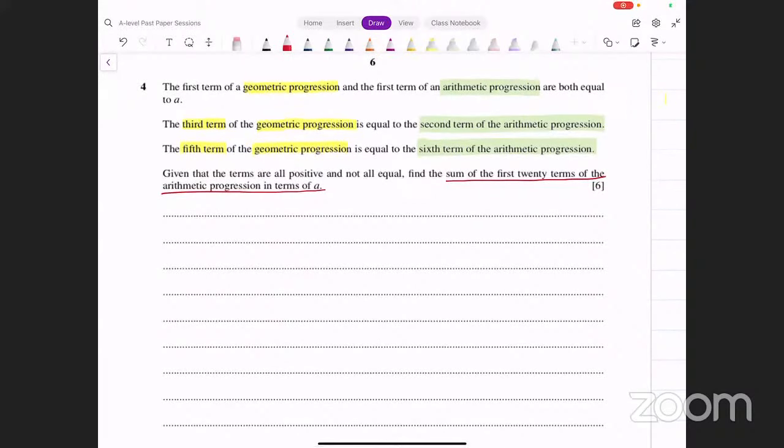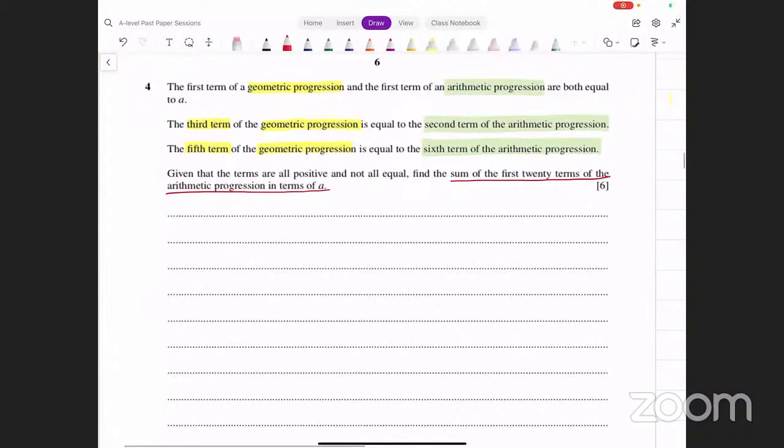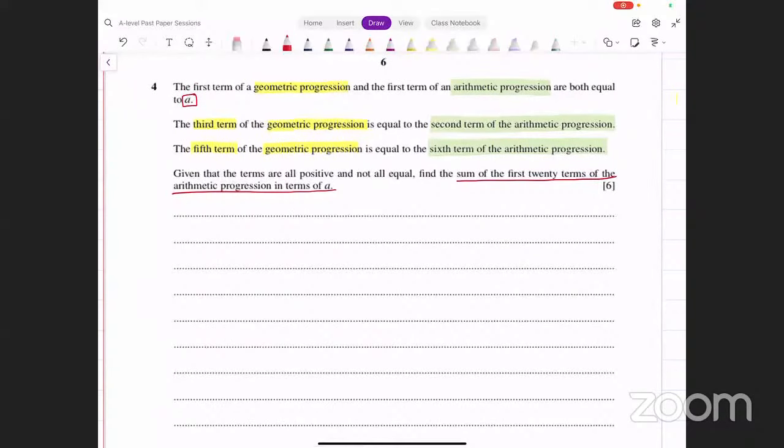Now let's use the information that is given. हमें क्या क्या उसने बताया हुआ है? First term तो दोनों की हमारे पास क्या है? दोनों की first term हमारे पास A है. Let's write that down here first. We've got a GP. And for that GP, we've got some terms given. The first term is A. Let's call this T1.